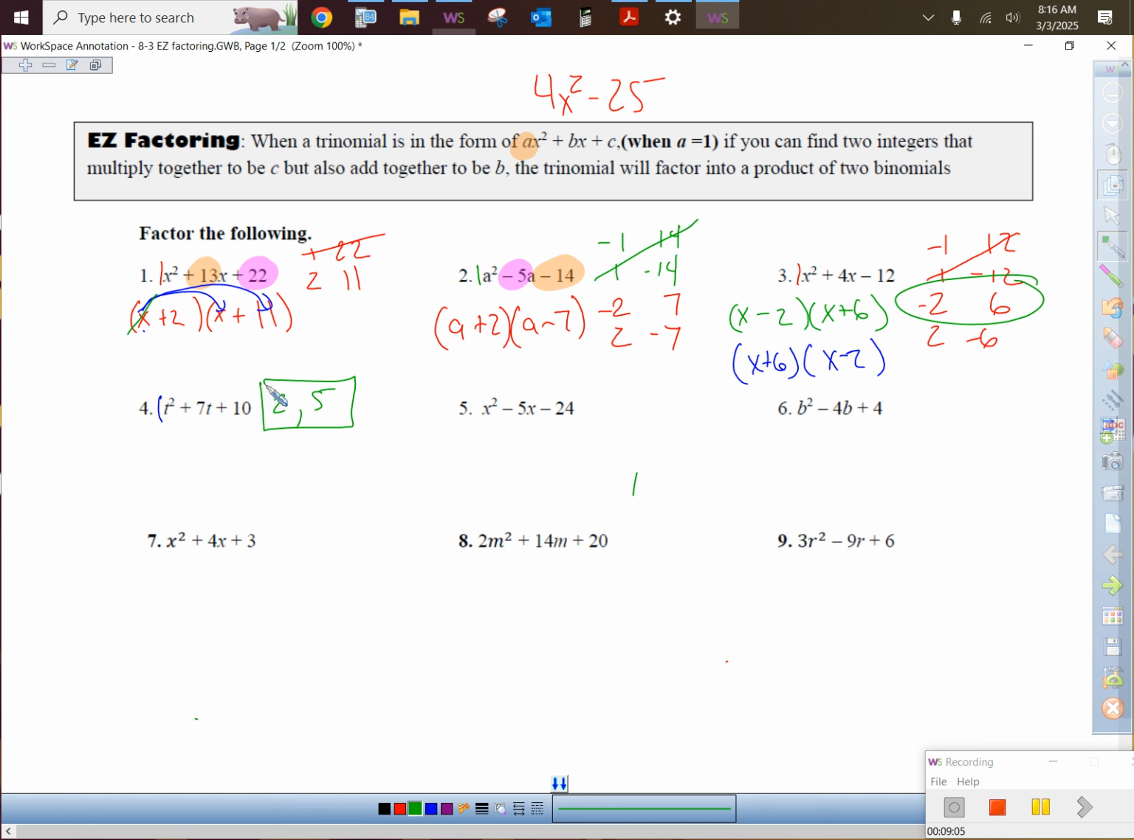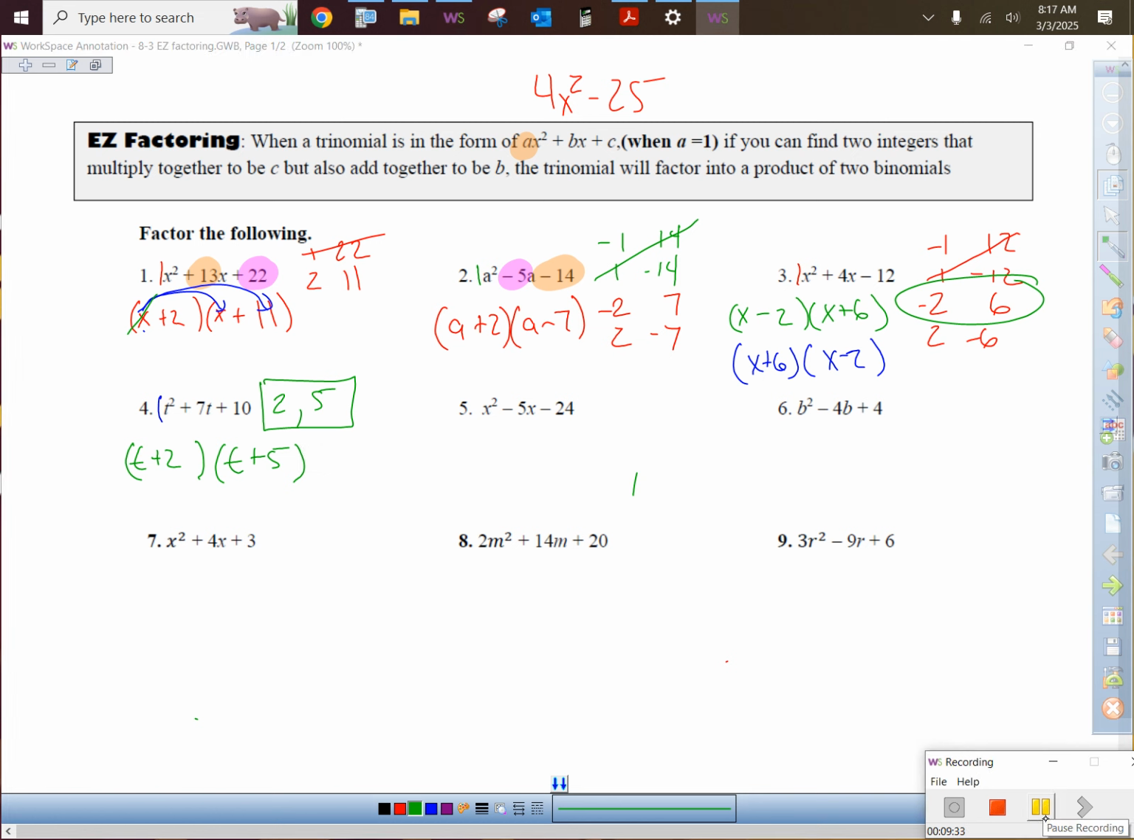So then we will factor this guy to be t plus 2 times t plus 5 in this case. Awesome sauce. Let's go ahead and do the next one. You tell me, why easy factor? Tell your neighbor, why easy factor?